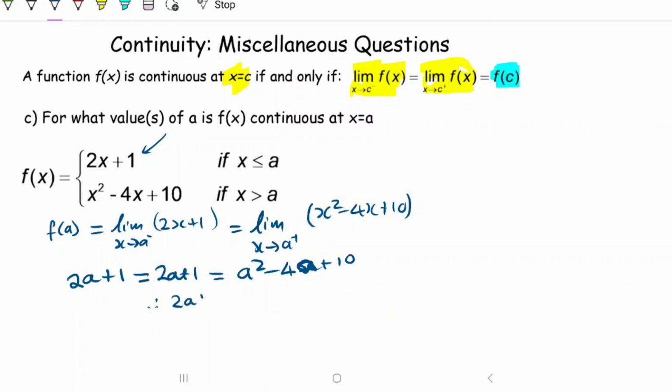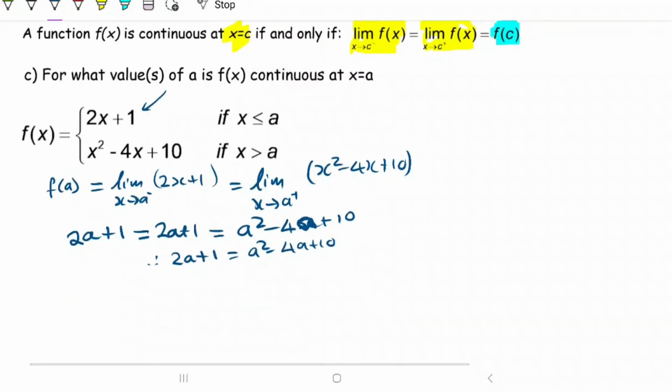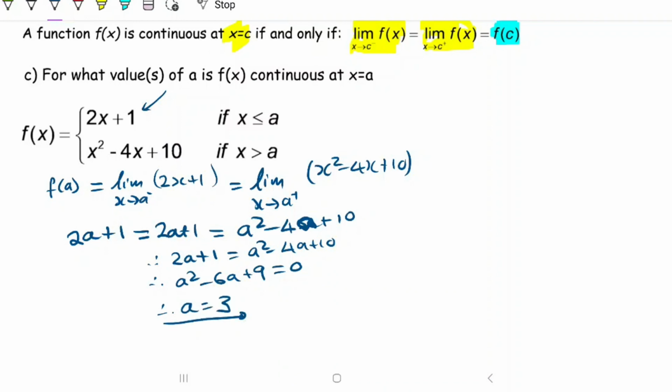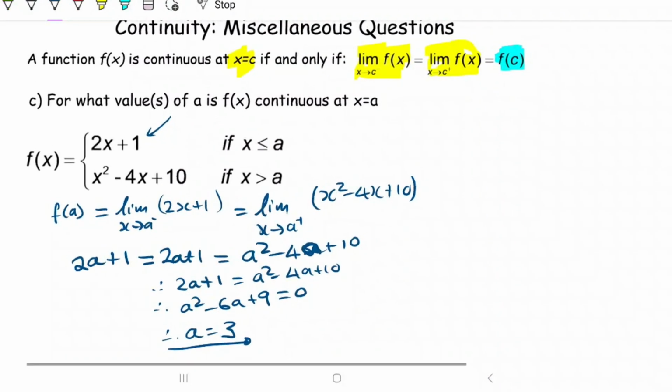Essentially, we're trying to solve for a where this holds true. In trying to solve for a, this becomes a squared minus 6a. If we take that across, that becomes plus 9, which equals 0. And if we solve for a, a is therefore equal to 3. So what this means is that in order for this function to be continuous, a has got to be 3. I hope this makes sense.